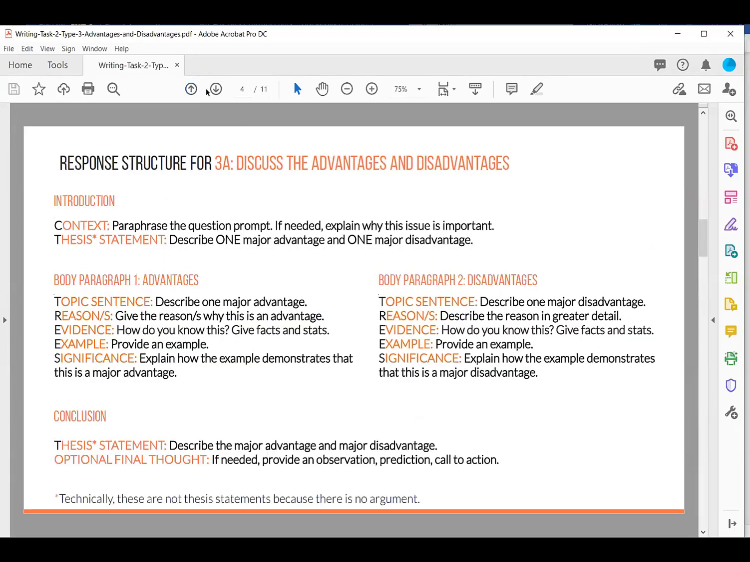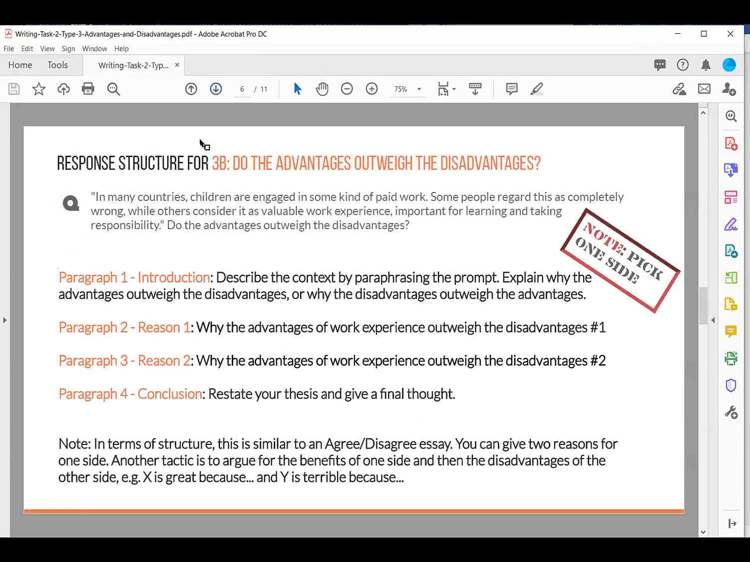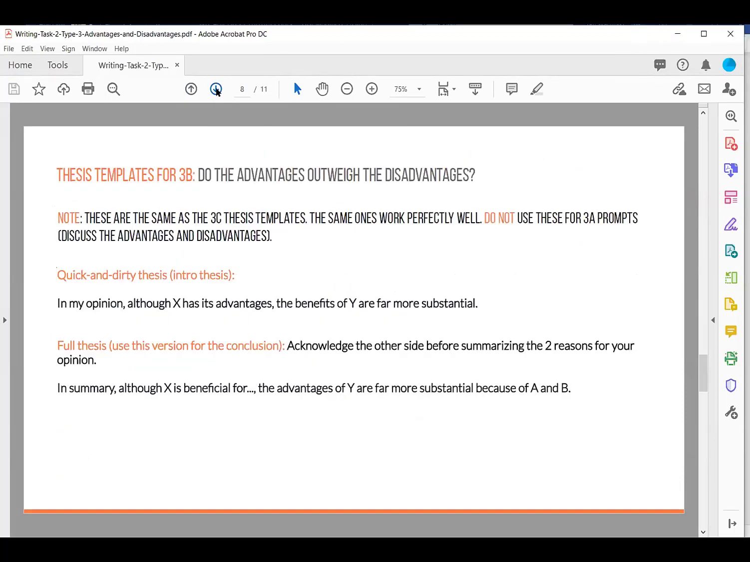No, I was just talking about like once we have to give the disadvantages, then advantages, and then we will explain why. Yeah, so you don't need to do that for 3B. Only one side. For 3B, agree, and 3C, disagree. Like agree and disagree then. Okay.